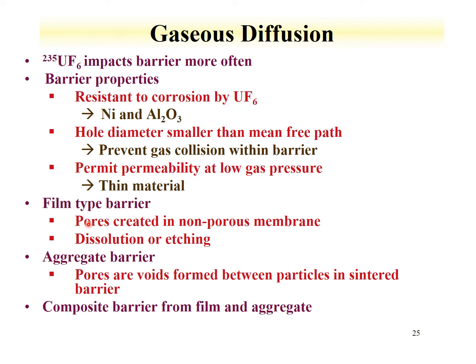There's a few types of materials that have been examined. A film type with pores created in a non-porous membrane. This can be done by dissolution or etching, or an aggregate barrier where the pores are voids between particles in a sintered barrier. Often the material is a composite barrier from films and aggregates.